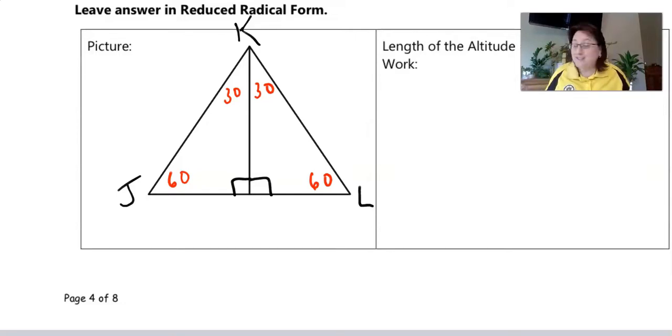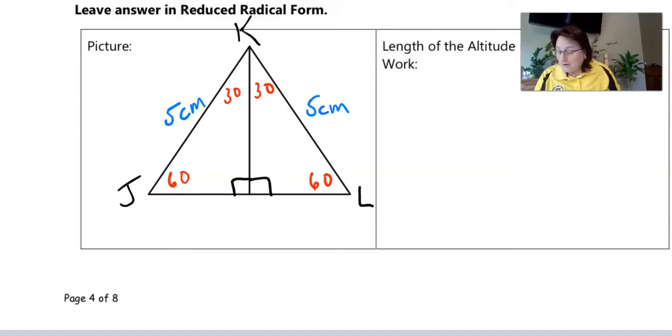Hopefully you guys went back and said, hey Miss Smith, it told us that the side length is 5 centimeters. And remember, if we used the altitude here, that's going to give us a decimal. We want to leave our answers in reduced radical form. I'm just thinking out loud. So we're just going to start with the 5 centimeters.